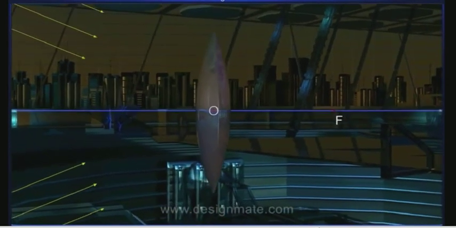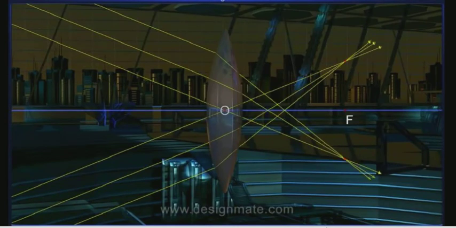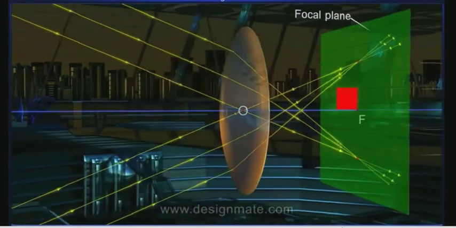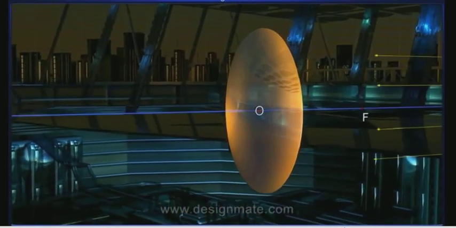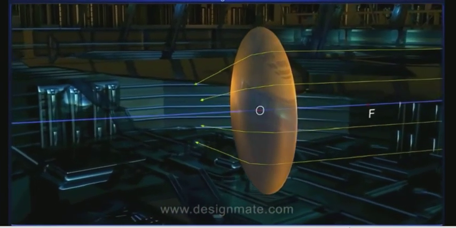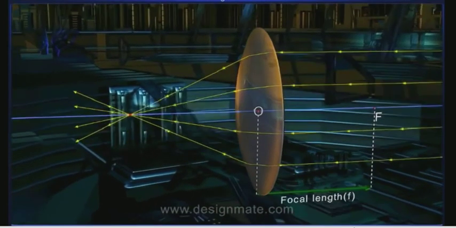Let us see what happens if the parallel beams incident on the lens are inclined to the principal axis. After refraction through the convex lens, they converge to certain points in a plane containing the focal point. The plane passing through all such points, perpendicular to the principal axis, is called the focal plane of the lens. What if light rays parallel to the principal axis are incident on this lens from the other side? This lens has the same effect on light incident from the other side.